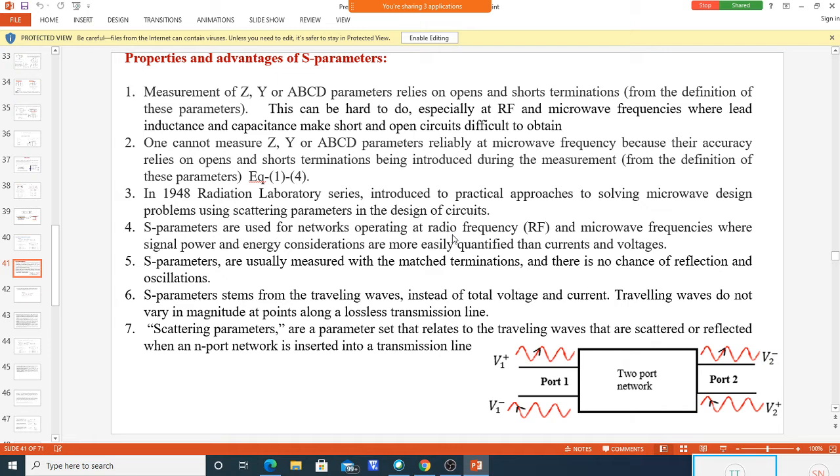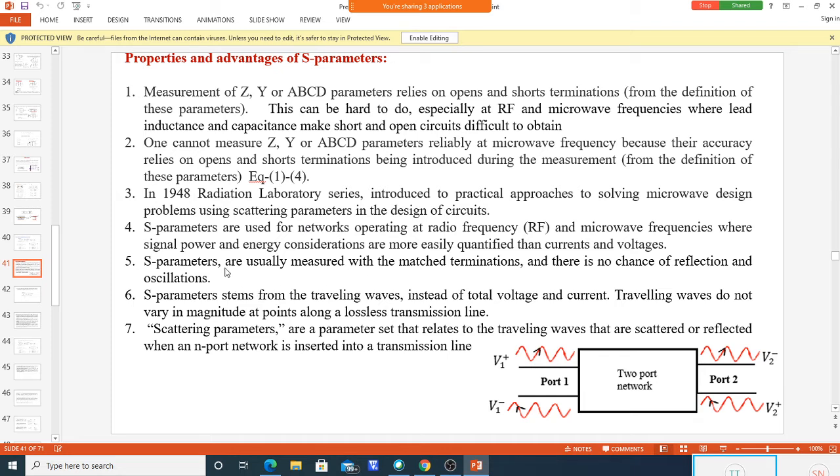To avoid this, how do we do the measurements, and how do we represent networks at RF and microwave frequencies? During 1948, scattering parameters were introduced. At RF and microwave they tried to measure ZY and ABCD, but the results were not correct because of the behavior of components at RF and microwave frequency. So during 1948, they introduced the S matrix or scattering parameters.